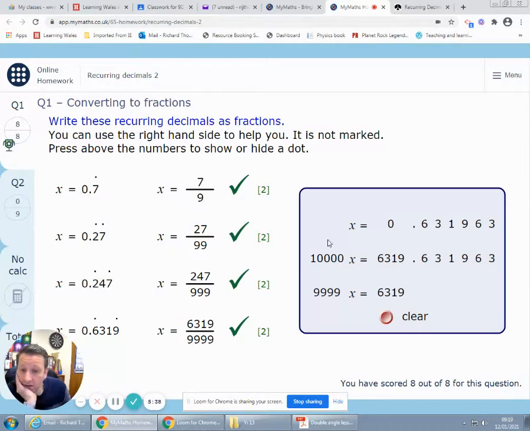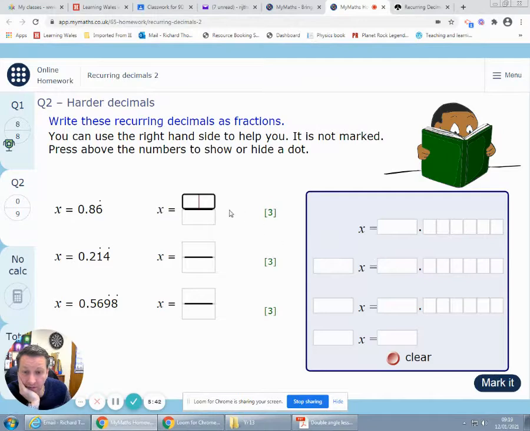Okay. So not too tricky there. So let's look at question 2. This does go up a notch, as you can see. We seem to have a bit of an extra line for our working, and we went through these in the lesson yesterday. You'll also see that our recurring decimals have some numbers before the decimals start to recur. So there's that extra step. Right? So let's go through it slowly.